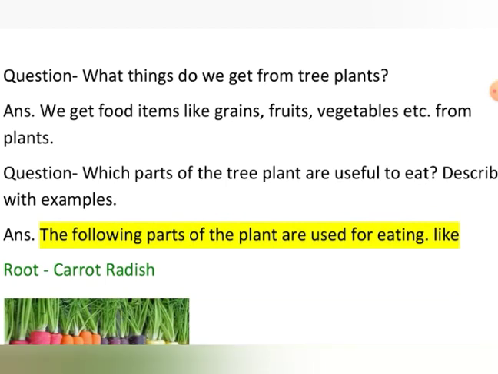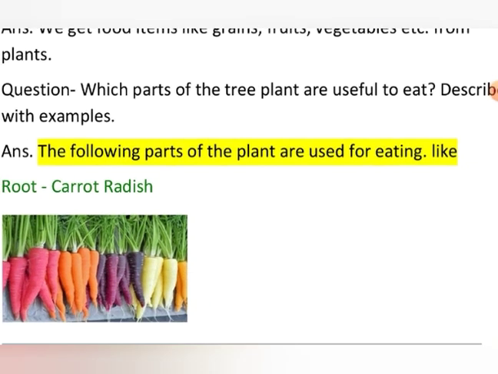Another question, what things do we get from plants? You will find these three words in many places in the PDF file, so avoid it during the study, because I cannot edit online now while making this video. So again I say, what things do we get from plants? We get food from plants. We get different food items like grains, fruits and vegetables from the plants.